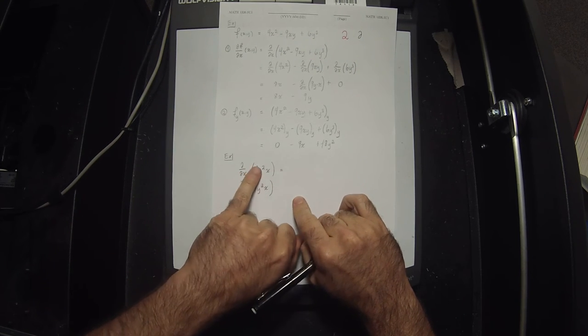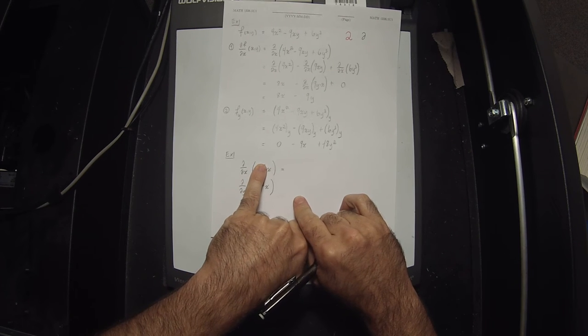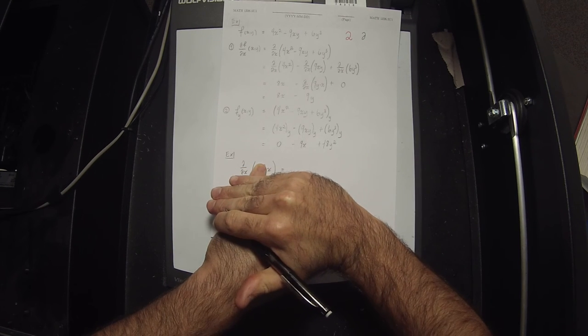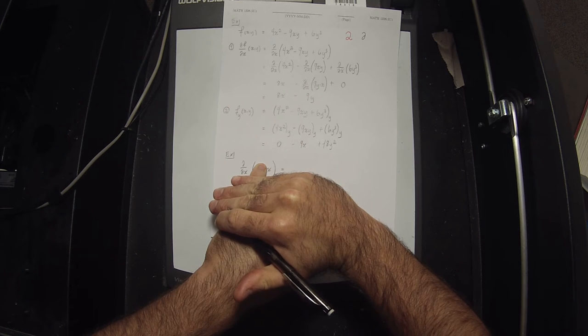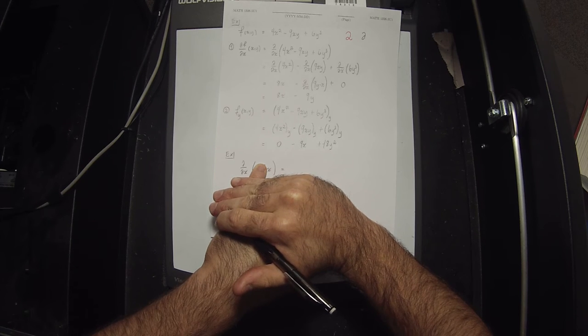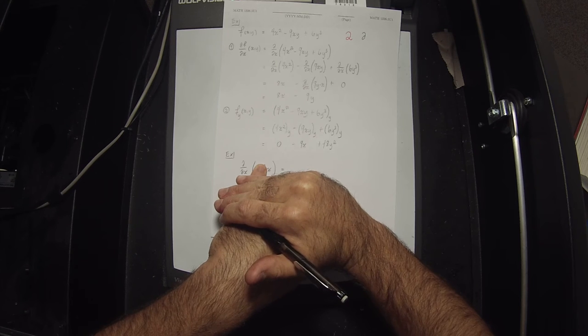What if I was covering up a 5? Then what would the answer be? 5, right? Because the x derivative of 5x is 5. The x derivative of 10x is 10. The x derivative of pi x is pi.